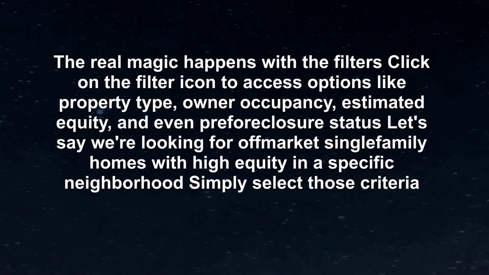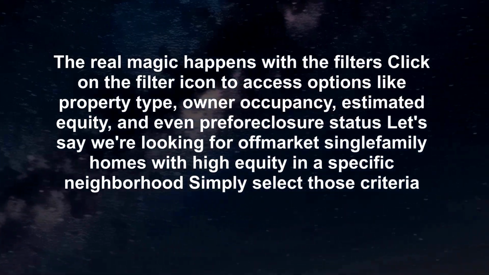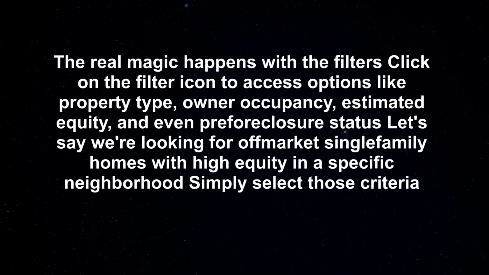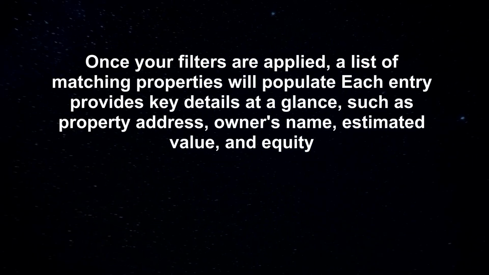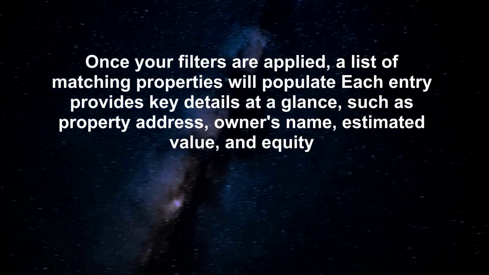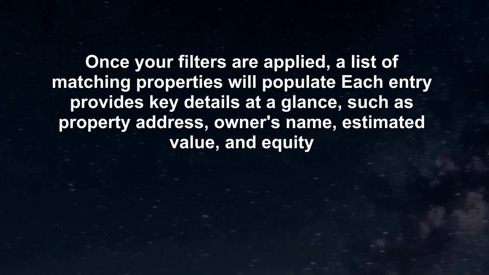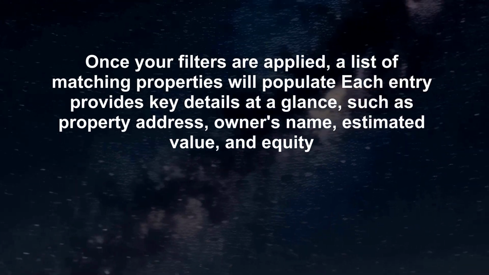Let's say we're looking for off-market single-family homes with high equity in a specific neighborhood. Simply select those criteria. Once your filters are applied, a list of matching properties will populate. Each entry provides key details at a glance, such as property address, owner's name, estimated value, and equity.